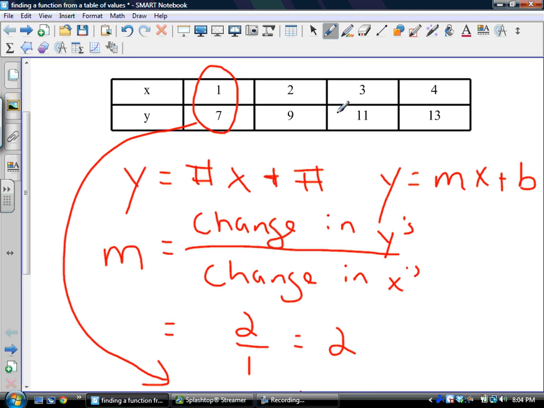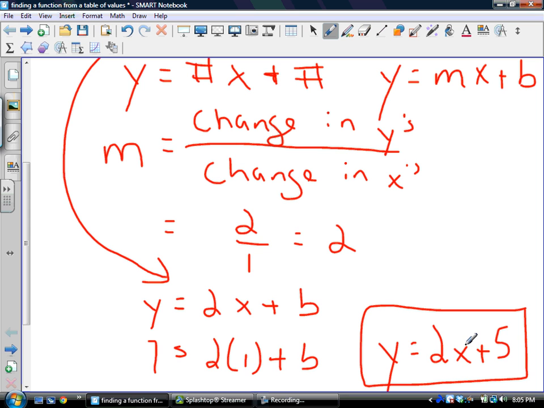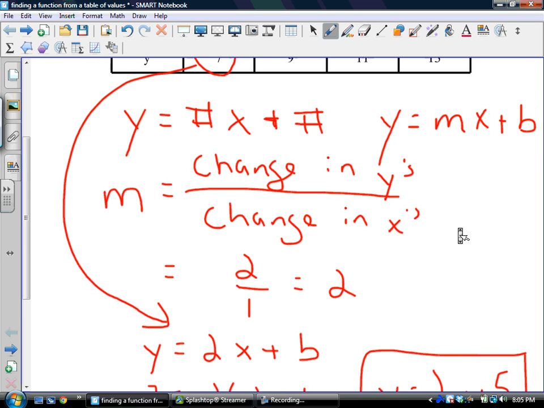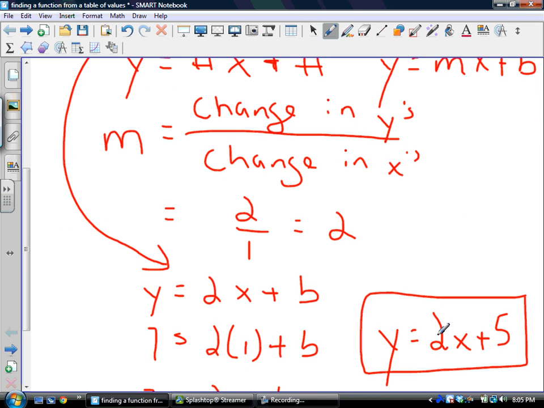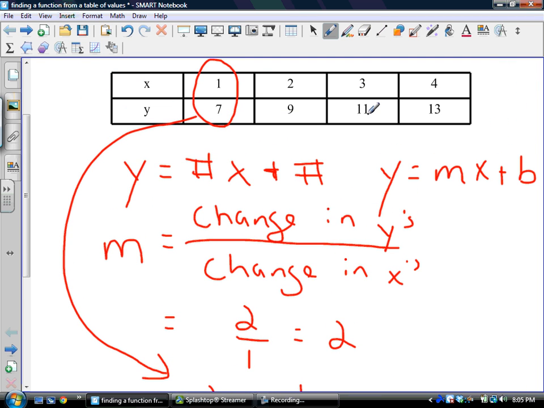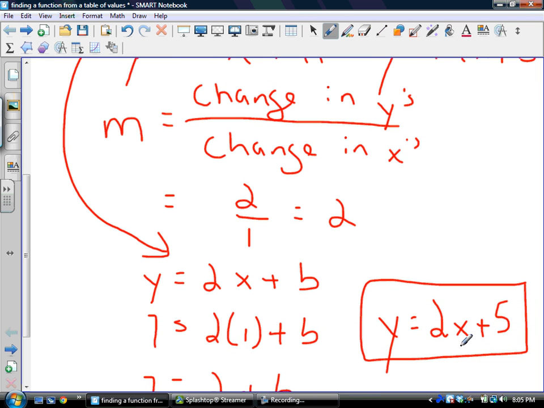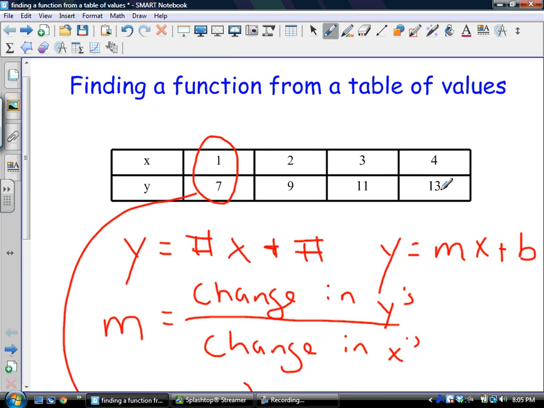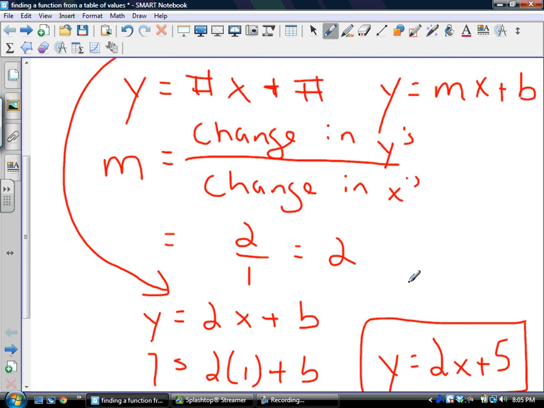all of my points. If I plugged in a 2, 2 times 2 would be 4, plus 5 would be 9. Yes, that works. If I plug in a 3, 2 times 3 would be 6, plus 5 would be 11. So yes, that looks good. And if I plug in 4, 2 times 4 would be 8, plus 5 would be 13. Yes, that's 13. Yes, that works. So I know now for sure this is the correct function for that table of values.